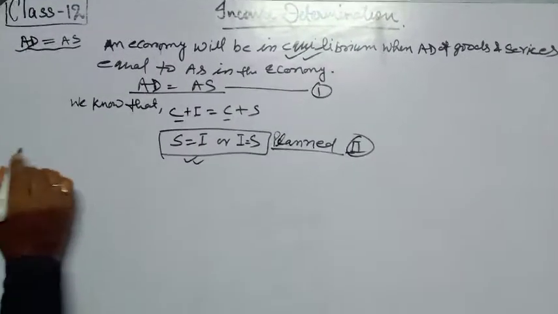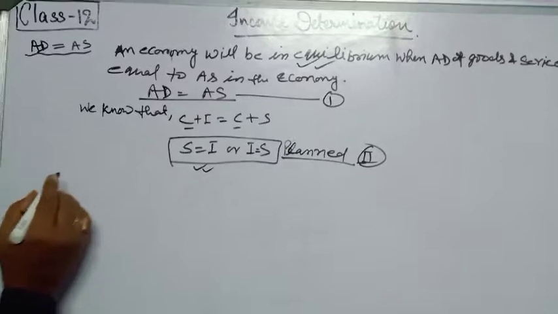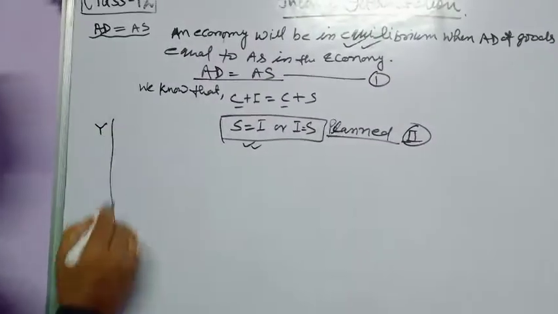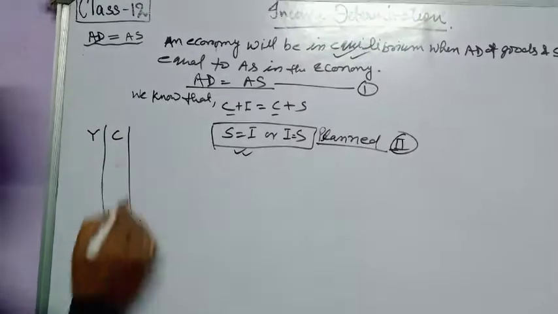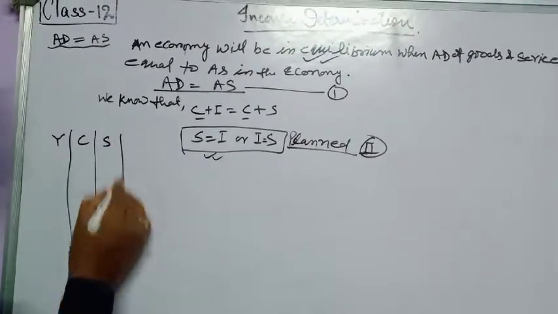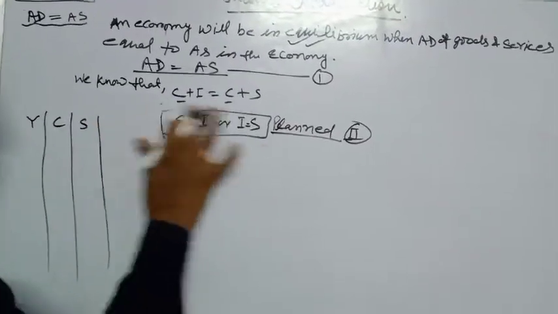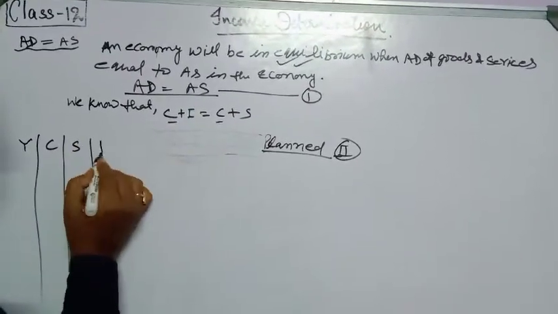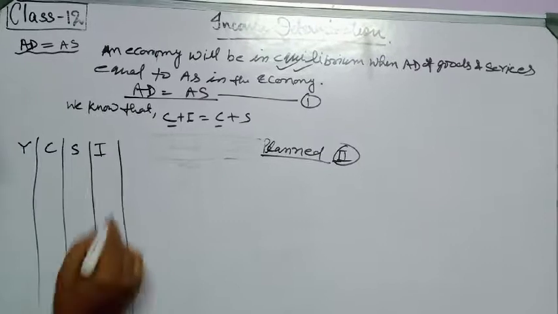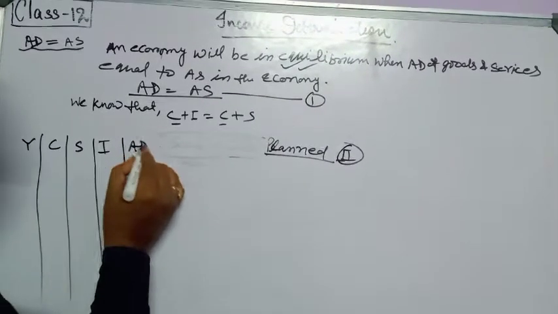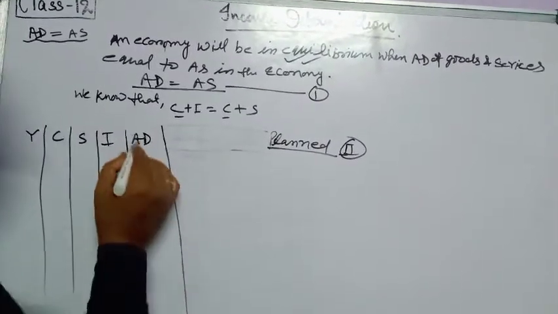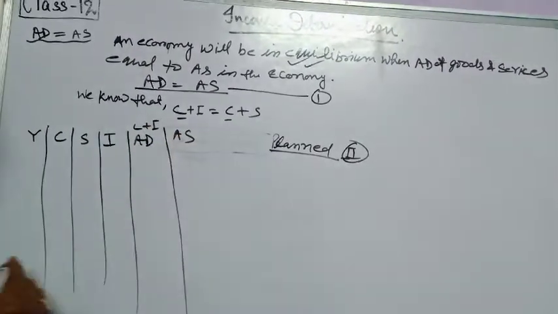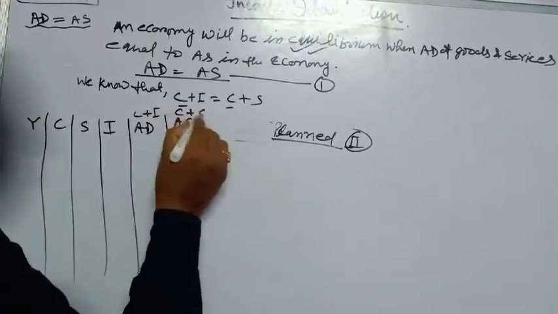So here I want to make a table: Y, next C, next S, next I, that is the autonomous investment I. Next AD, which means C plus I, and the last is AS, that is C plus S.